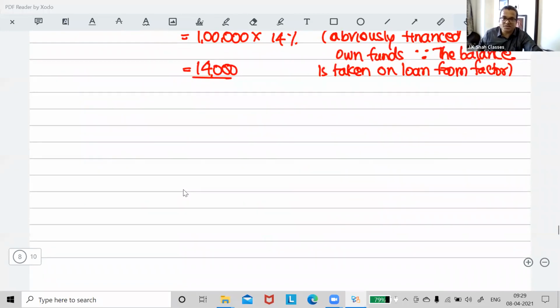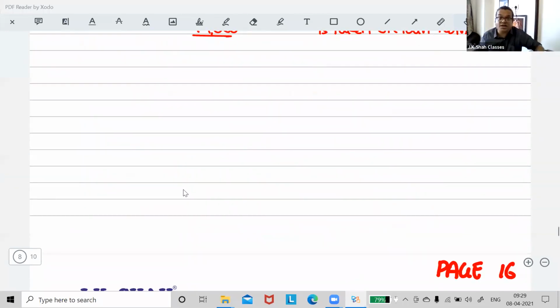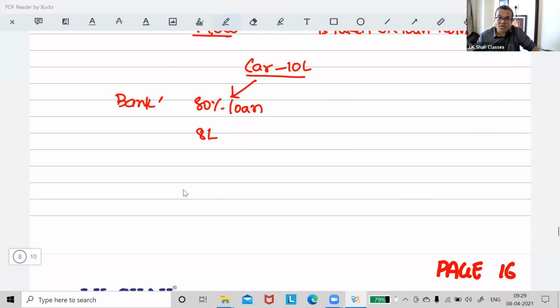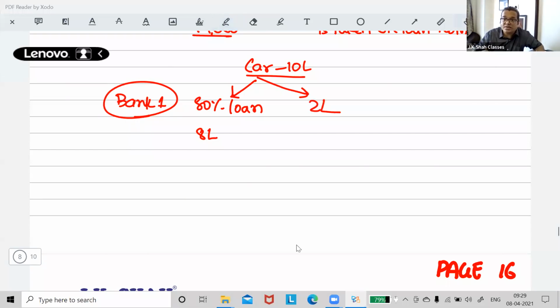See, it's so funny how we think about commercial understanding. I want to take a car of 10 lakh. I go to bank and ask them for a loan. Bank says, I will give you 80% loan. Okay, give me 8 lakh loan. This is bank one. Bank one gave me 8 lakh loan. Now, how much money am I running short of? 2 lakh. What should I do with this 2 lakh?